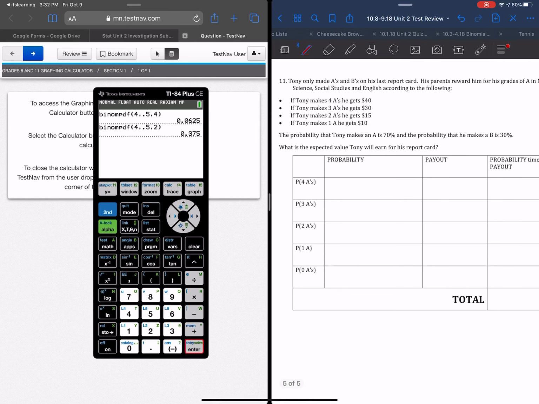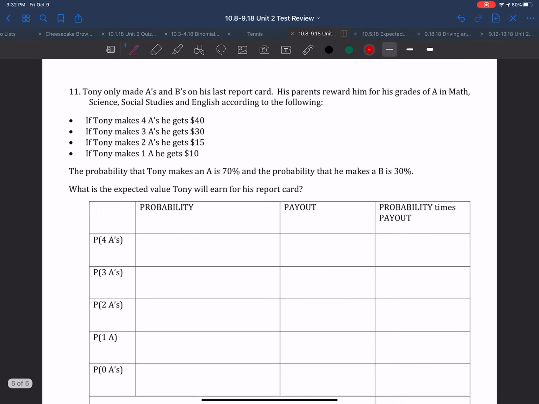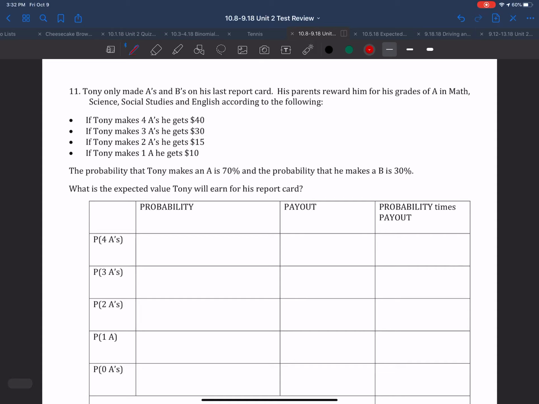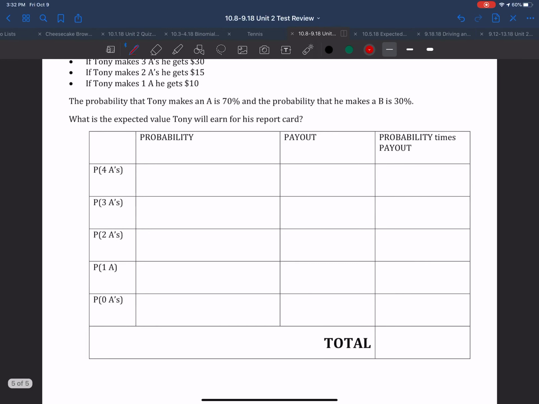All right, and then the last page, we've got Tony only made A's and B's on his last report card. His parents reward him for his grades of A in math, science, social studies, and English according to the following. So if he makes 4 A's, he gets $40. 3 A's is $30, 2 A's is $15, and 1 A is $10. The probability that Tony makes an A is 70%, and the probability that he makes a B is 30%. What is the expected value Tony will earn for his report card?